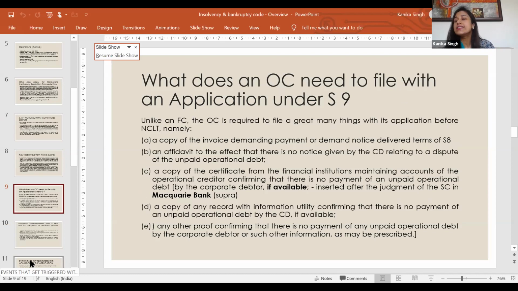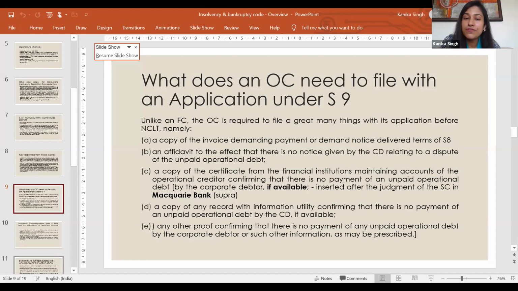Okay. So once the operational creditor gives the notice under section 8, and here's hoping that either he did not get a reply from the corporate debtor, or he got a reply which did not disclose a dispute as such, in that case, he can move on to the next step, that is filing an application under section 9. Now, once again, unlike a financial creditor, an operational creditor has to file way more things with his application before NCLT. The first thing that he needs to file is a copy of the invoice or the demand notice that he served, along with proof of service.